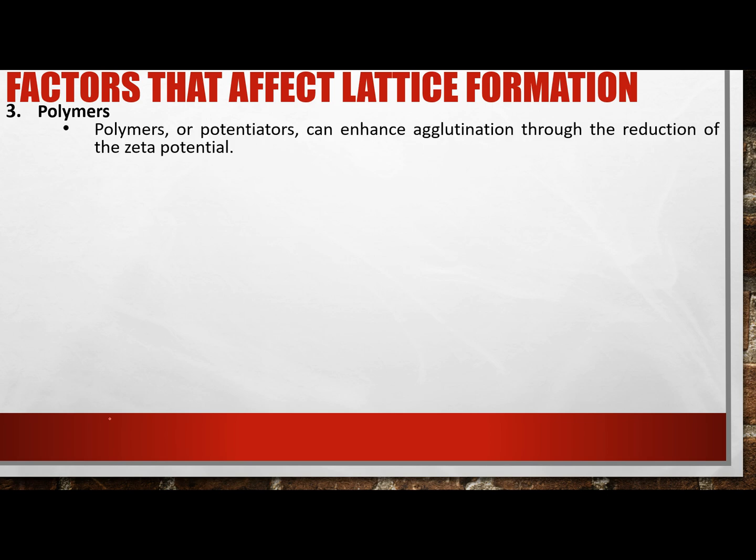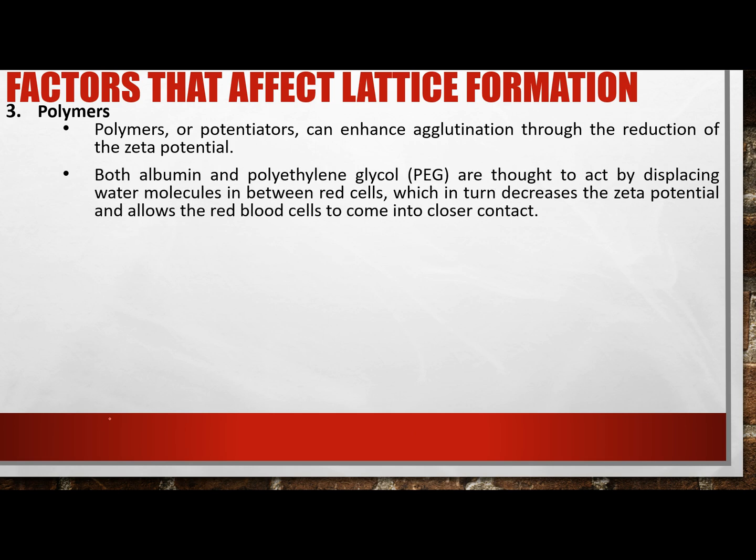Then let's talk about the polymers, class. Polymers or potentiators can enhance agglutination through the reduction of zeta potential. Both albumin and polyethylene glycol are thought to act by displacing water molecules in between RBCs, which in turn decreases the zeta potential, allowing the red blood cells to come into closer contact. So these polymers, class, enhance agglutination by reducing zeta potential. Examples are albumin and PEG or polyethylene glycol.